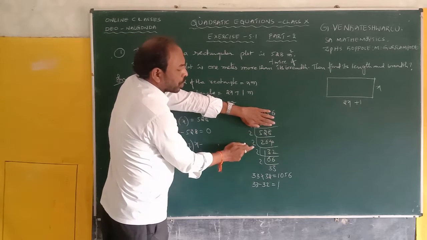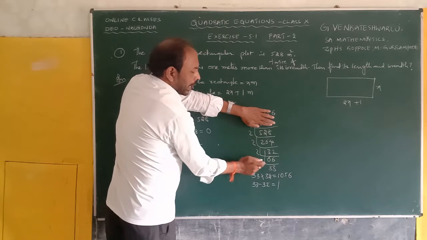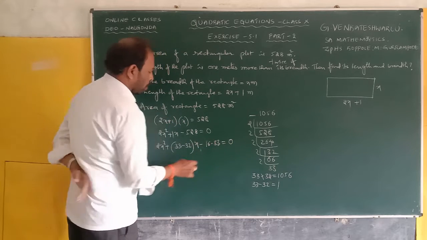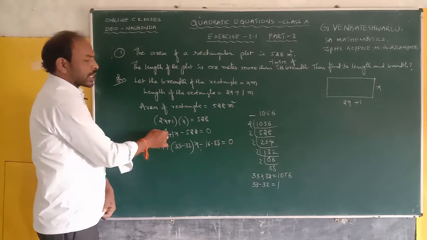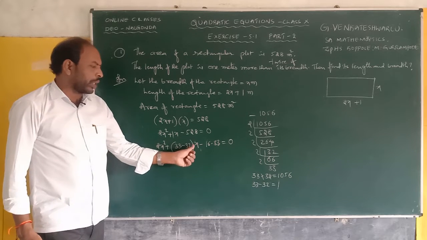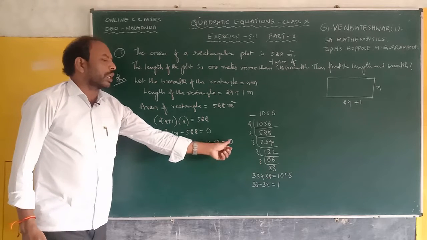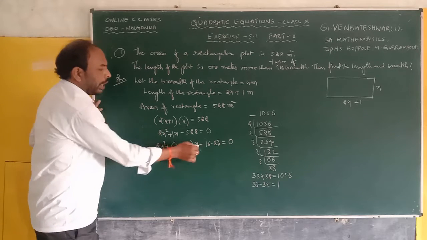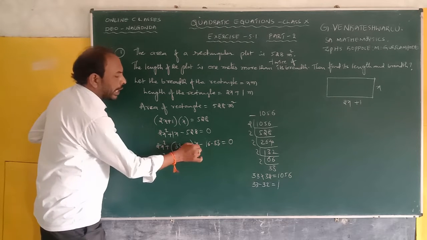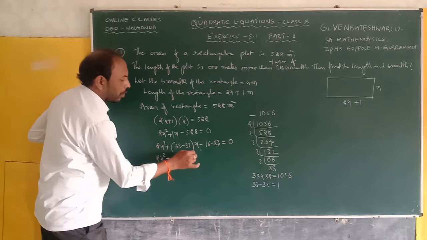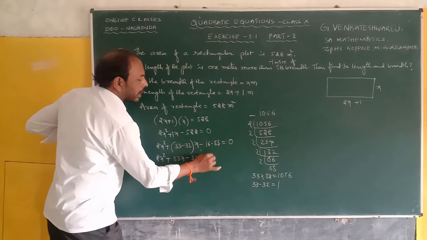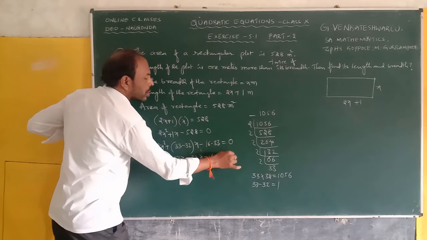528 is written as 2 to the 4, 4 to the 8, 8 to the 16. 16 times 33 is equal to 0. So 2x square plus 1 is written as 33 minus 32 into x minus 16 into 33 is equal to 0. According to the left distributive property, 2x square plus 33x minus 32x minus 16 times 33 is equal to 0.